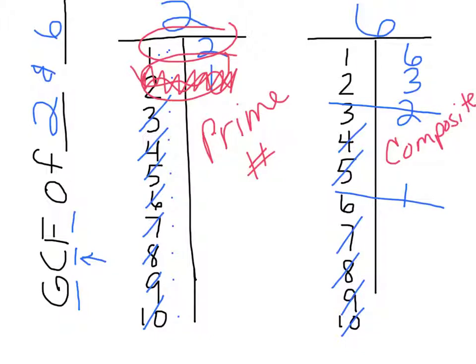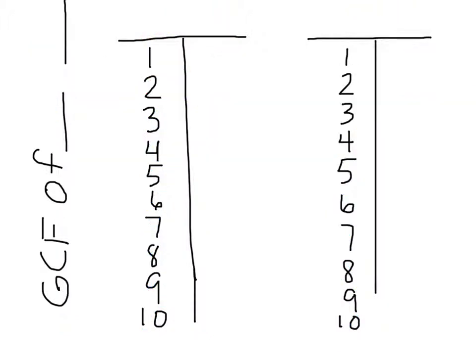Now that I've got my list, I need to find the biggest number on both lists, which in this case, the biggest number on both lists is going to be 2. So the GCF of 2 and 6 is 2. Okay? How about if we try the two numbers 16 and 9?